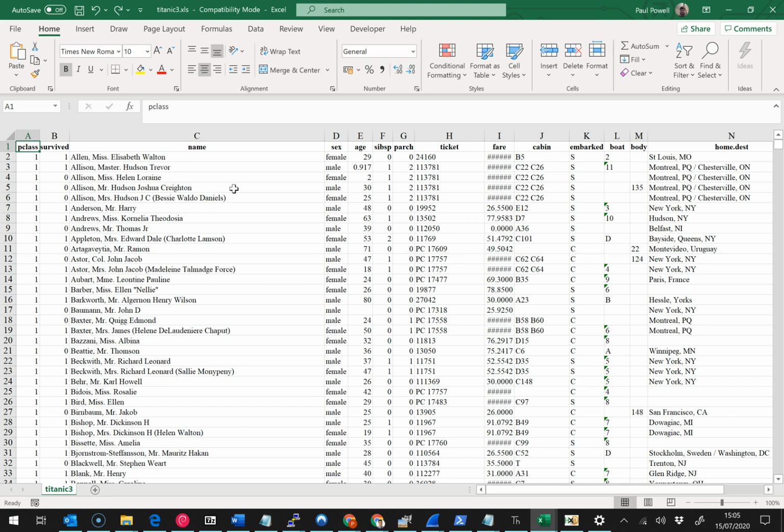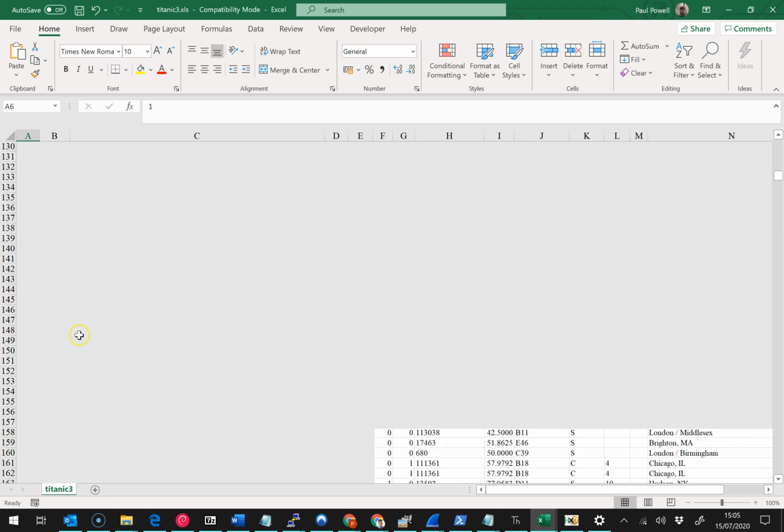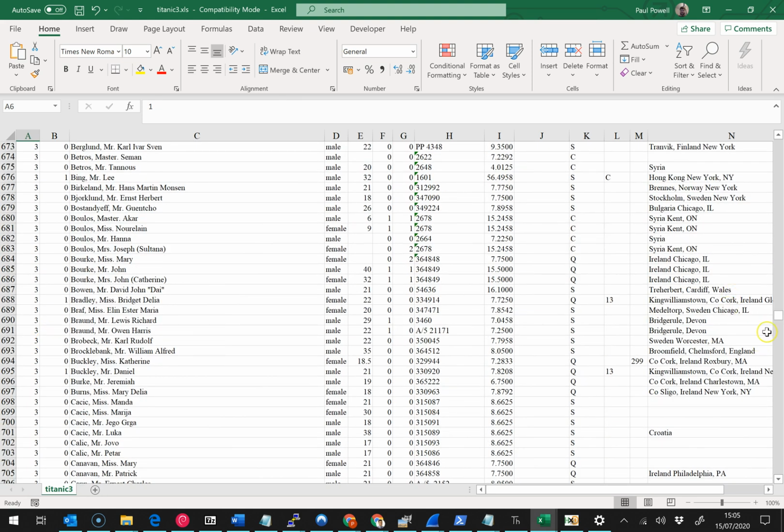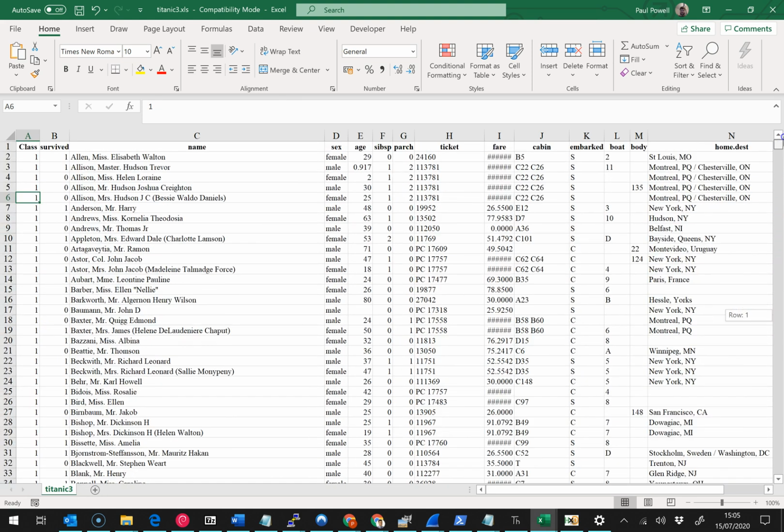So the first one is the passenger class. Did they travel first, second or third class? I'm going to rename this class, like so. We can see this is all the first class people, and then if we scroll right down we can start to see there's all the second class people, there's all the third class people. Okay, now you've got whether they survived or not. So 1 means they survived and 0 means that they did not survive.